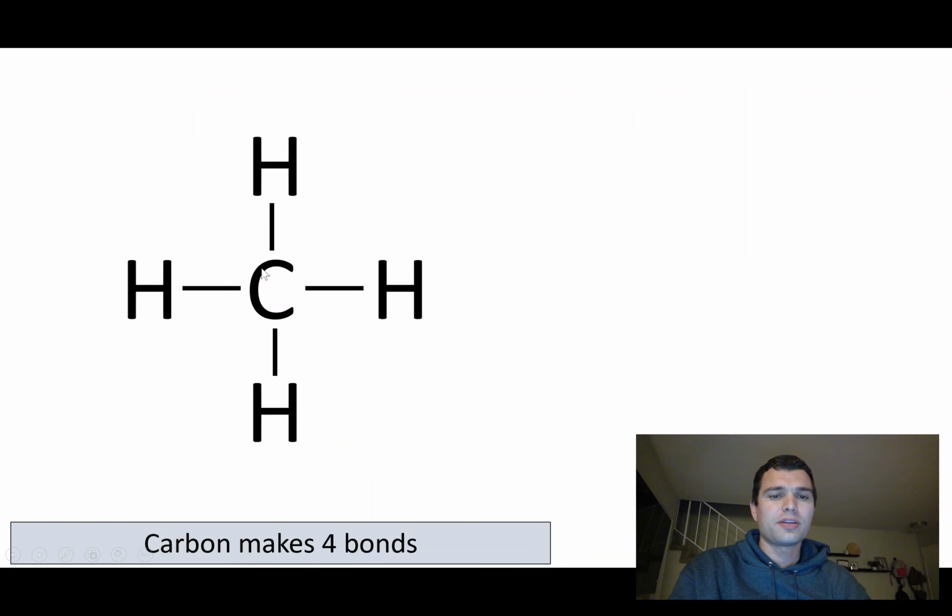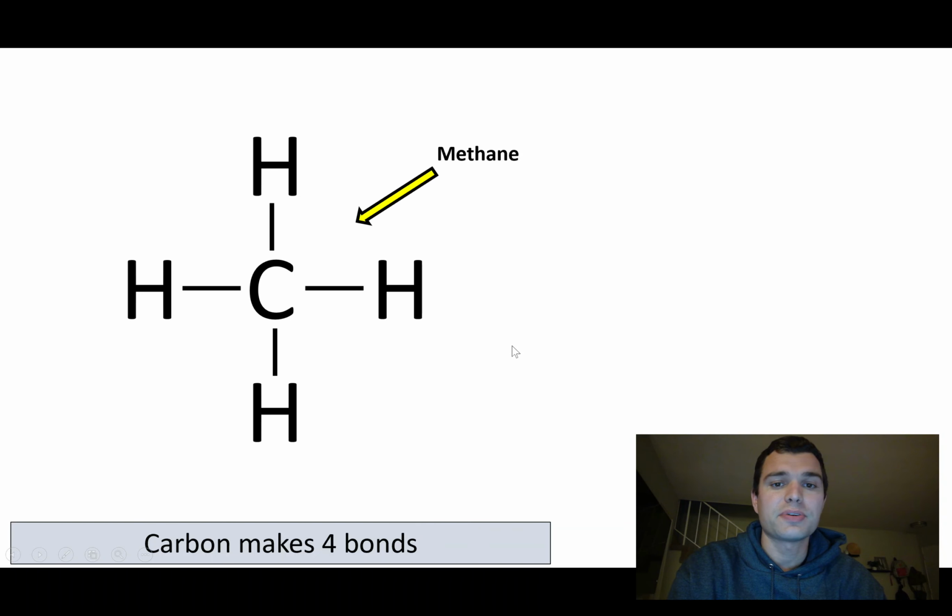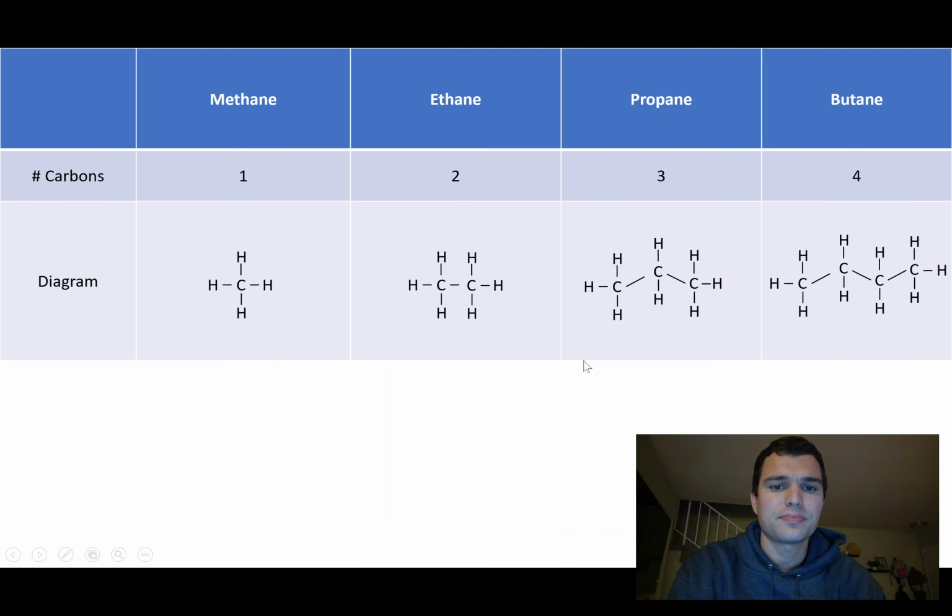So carbon likes to make 4 bonds. That's the most basic rule that you need to know. And then carbon is represented here by the C, and each hydrogen is represented by an H, and they form a bond together. So carbon likes to bond with hydrogen or with itself. And this is methane, which is the primary component of natural gas.